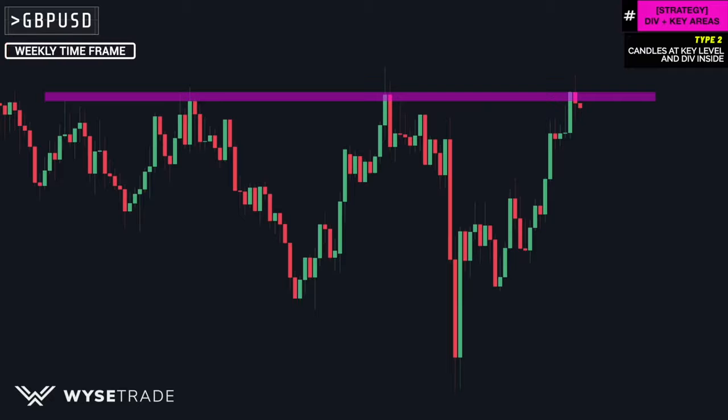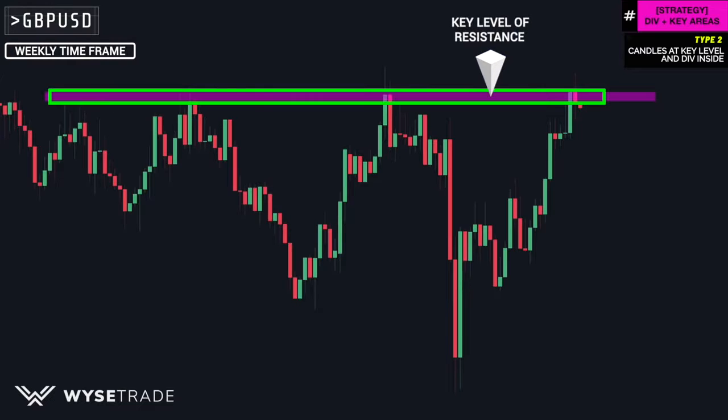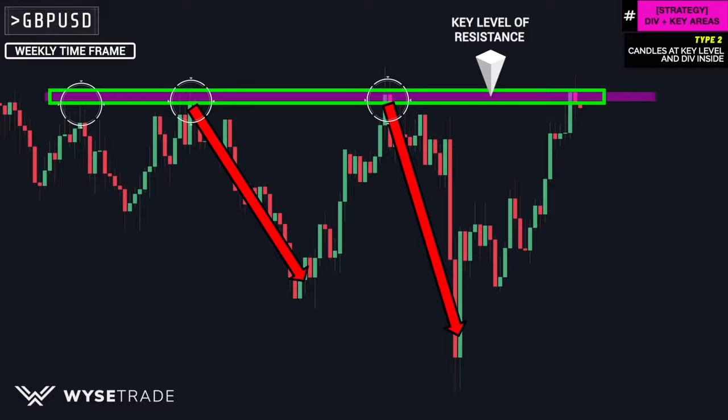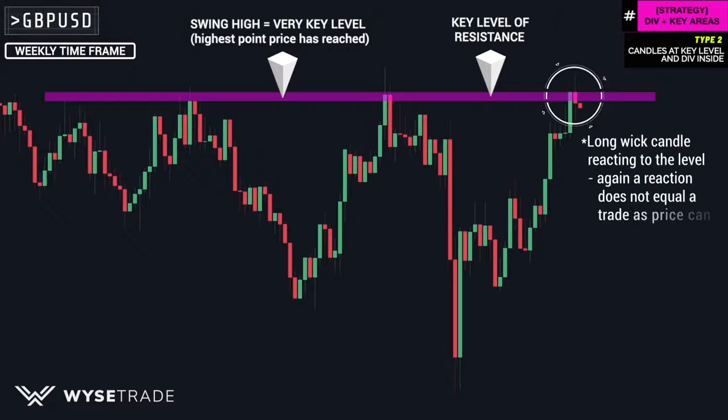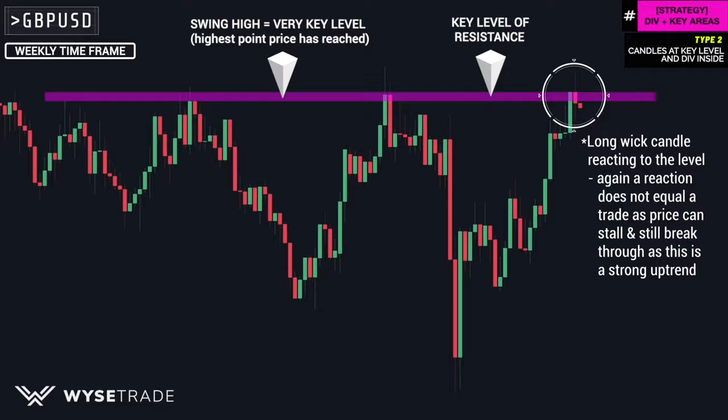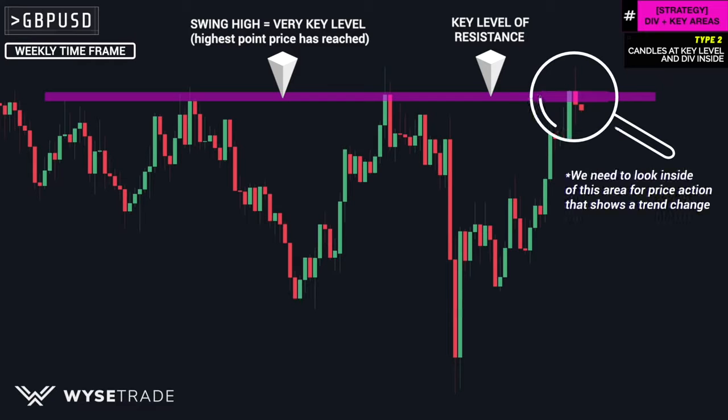This here is the weekly time frame. We have our key level drawn in because of these reversal points where price tanked down from, showing how key this level is. It is also a swing high, meaning the highest point that price has reached. We had a reaction to the level through this candlestick with the wick sticking out. But again, a reaction does not equal a trade. So let's look into this candlestick here and pull up the daily.